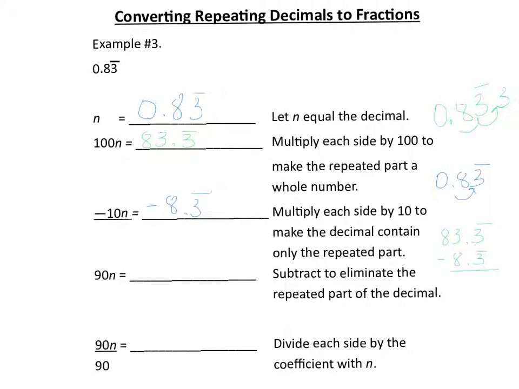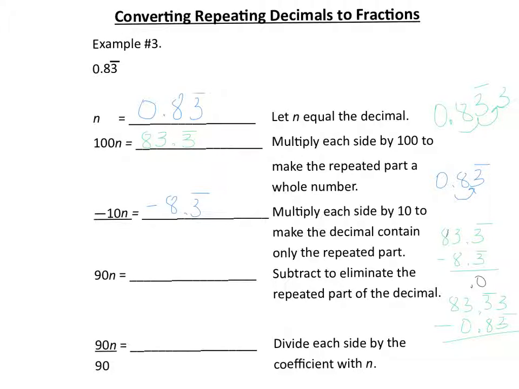Once again, if we did not do that, if we just did 83 point repeated 3, take away 0.8 repeated 3, notice that we're not going to get rid of our decimals when we go to subtract. So that's why we have to move the decimal point 1 place over when we go to subtract, because we want to get rid of the repeated part. So we know that repeated 3 minus repeated 3 is going to be 0.